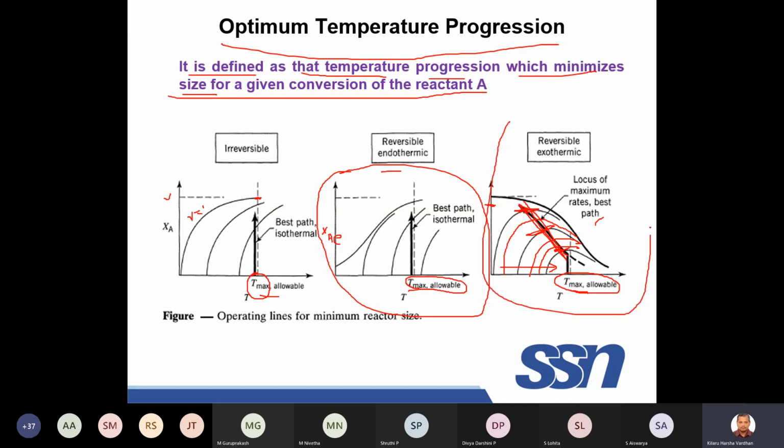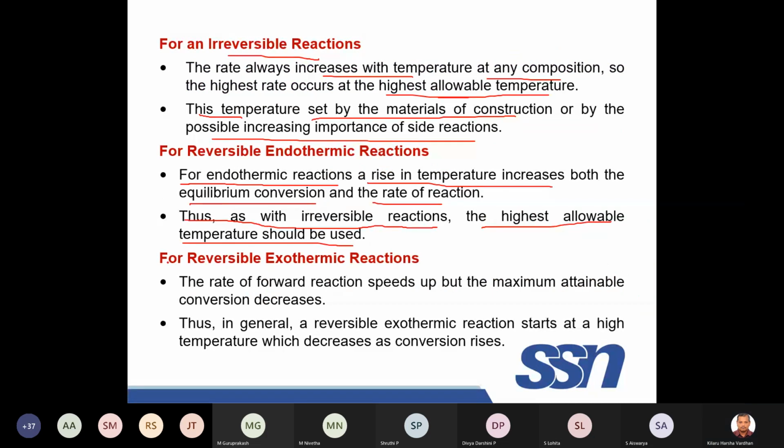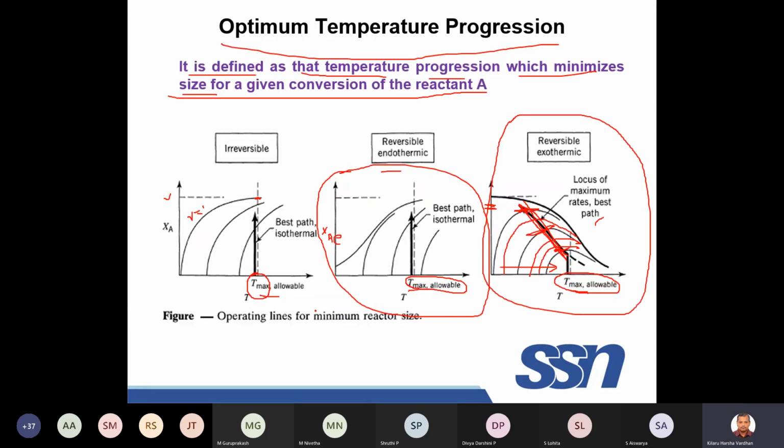Now I'll talk about this. This one is reversible exothermic. So we know that there is a locus of the roots, high temperatures. So we need to decrease the temperature in order to have high conversion. That is what is here. For a reversible exothermic, the forward reaction rate speeds up, but the maximum attainable conversion decreases. Forward reaction is shooting up, but again the reverse reaction also starts. Therefore, your XAE, equilibrium conversion, will decrease.